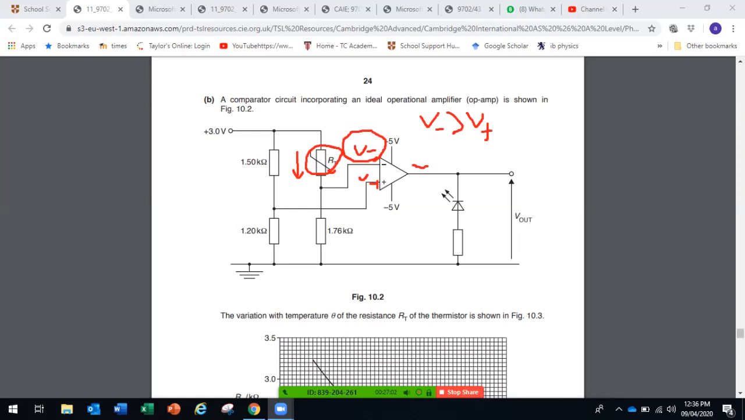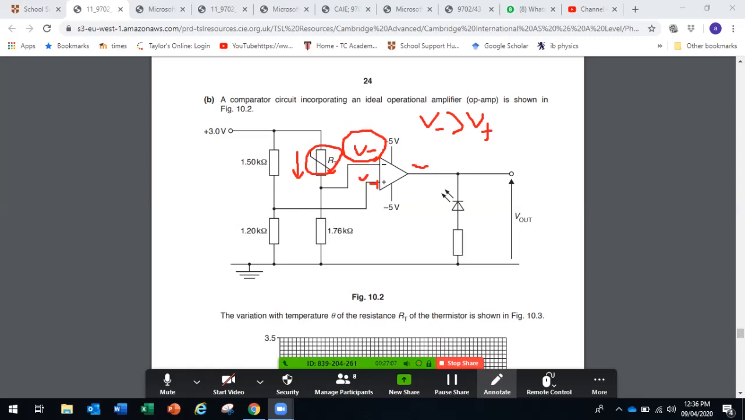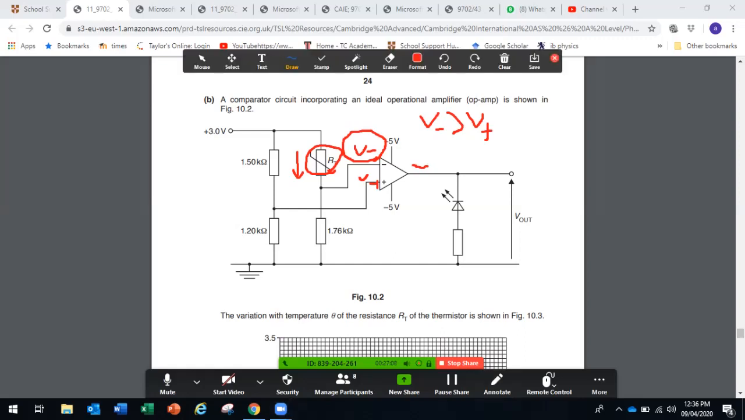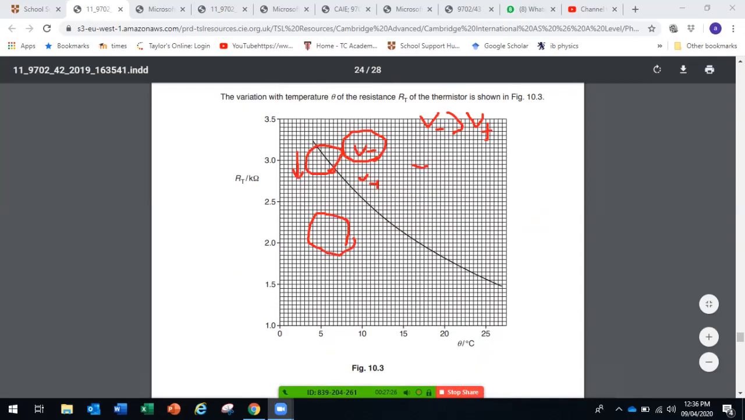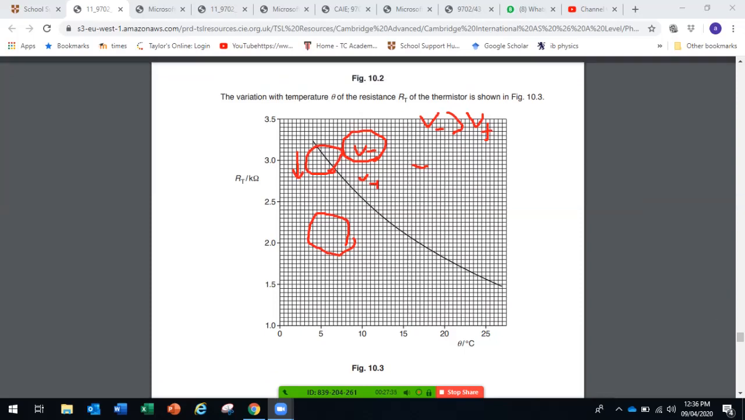But V negative is connected after R1, sir. Yes, because V negative is the voltage used by the lower resistance. So the upper resistance must get smaller so that the lower resistance gets big, the lower voltage gets big, and V negative gets bigger. To get a lower resistance, check the graph: the temperature needs to rise. To get a lower resistance, the temperature should increase, sir. Increase.